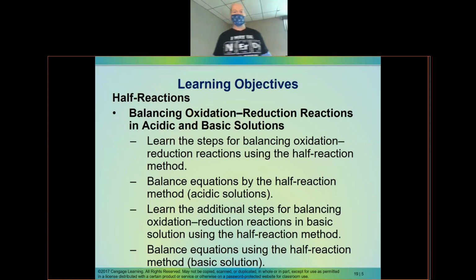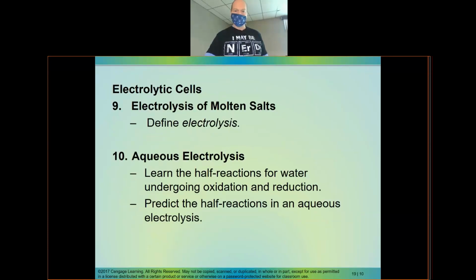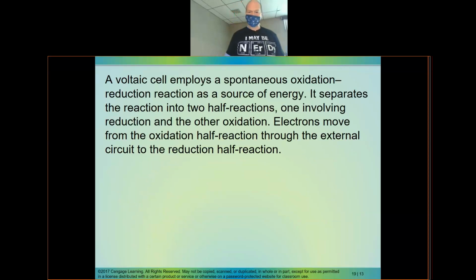every time. All right, so we're going to balance oxidation reduction half reactions in acid and base solution. Then we add them up with the electrons canceling. And then we're going to get into voltaic cells.